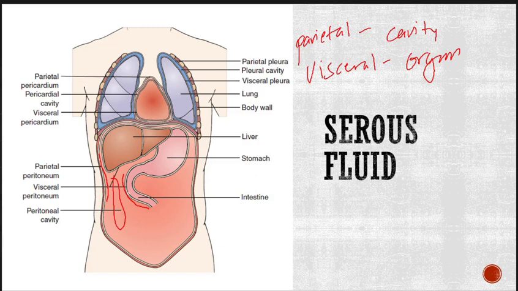Inside that cavity, you have your serous fluid. So we have three cavities. You have your peritoneal, which contains your peritoneal fluid, pericardial, and then your pleural in between the lungs.